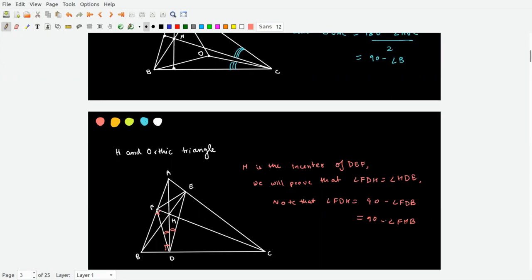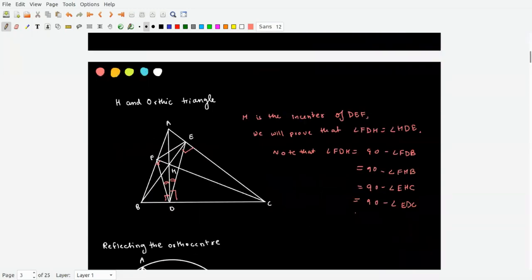Now we'll use the vertical opposite angles. So FHB is equal to EHC. So 90 minus FHB would be 90 minus angle EHC. And again, since this is 90 and HEC is 90, 90 minus EHC is 90 minus angle EBC, which is HDE. Yeah, this was the key.